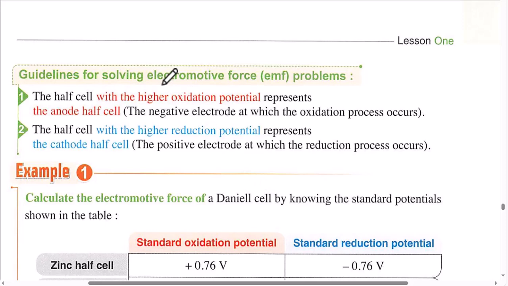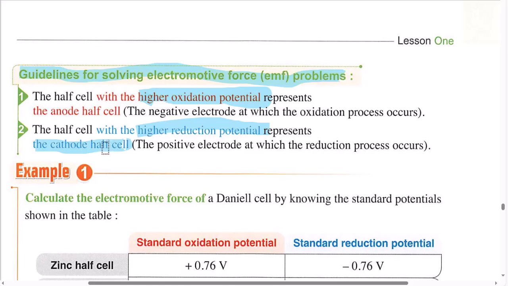So how can we solve problems concerning calculating the electromotive force in this curriculum? Solving problems of electromotive force includes knowing that the electrode which has the higher oxidation potential is the anode, and the electrode with the higher reduction potential is the cathode. So it is a very critical point. You have to concentrate on the problem.